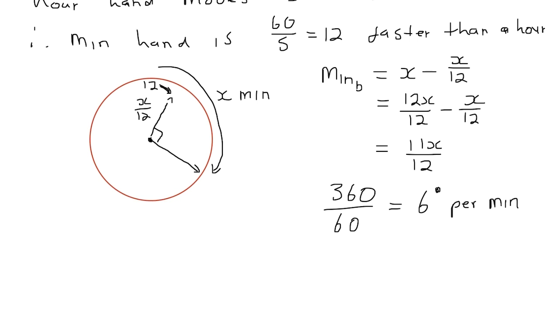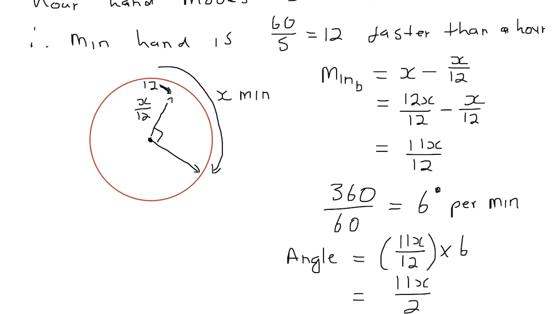the angle between the minute and the hour hand will be equal to 11x over 12 multiplied by 6. Okay, because these are the minutes between the minute hand and the hour hand. If 1 minute is 6 degrees, that means the minutes between the minute hand and the hour hand multiplied by 6 will be the angle between them. Okay, and this will simplify to 11x over 2. Now, this is the angle between the minute hand and the hour hand.